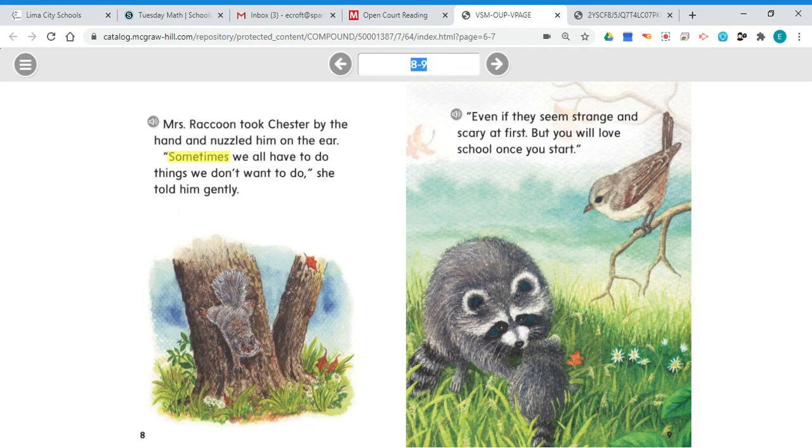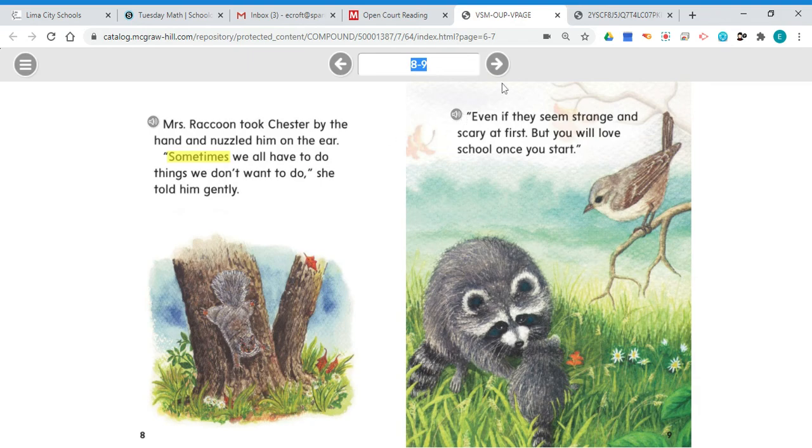Do you see that? All right. This is the word sometimes. And sometimes means from time to time or on certain occasions. So I want you to read this again. Sometimes we all have to do things we don't want to do. If I replace this word sometimes with the definition that I gave you, from time to time, does it make sense? From time to time, we all have to do things we don't want to do. Yes, that definitely does make sense. Sometimes means from time to time. Not all the time, but on certain occasions.